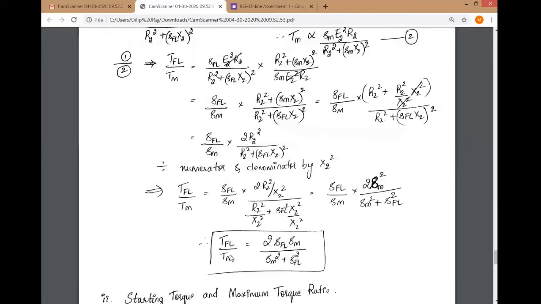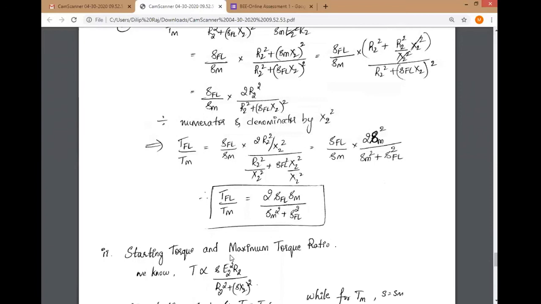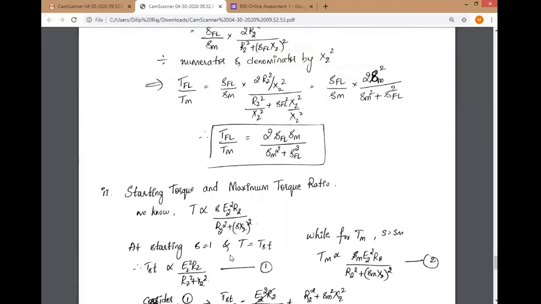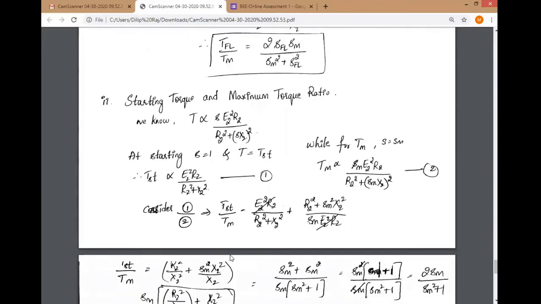This was the first torque ratio, between the full load torque and maximum torque. The second torque ratio is between the starting torque and maximum torque. We already know the maximum torque equation. By replacing S by Sm in the general torque equation, we get the maximum torque equation, which is written here in equation 2. For the starting torque equation, we have to replace S by its value, that is 1 during starting.